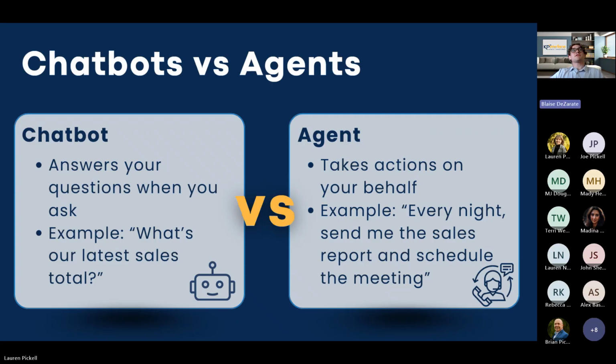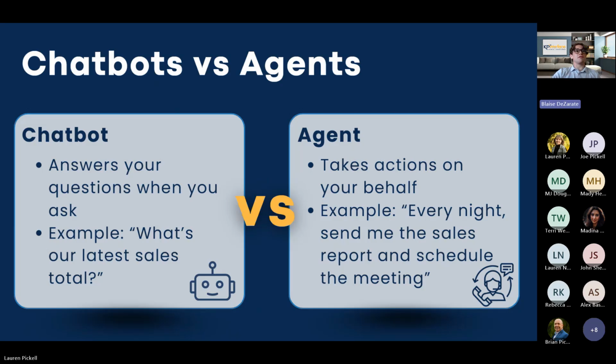Okay, so let's get into chatbots versus agents. I know you hear chatbot all the time, and you might have been hearing agent thrown around a lot this year in particular. So let's get into the difference and explain what they really are, because a lot of people are kind of confused when it comes to talking about agents.